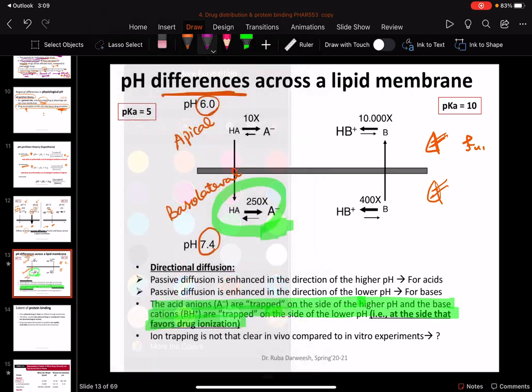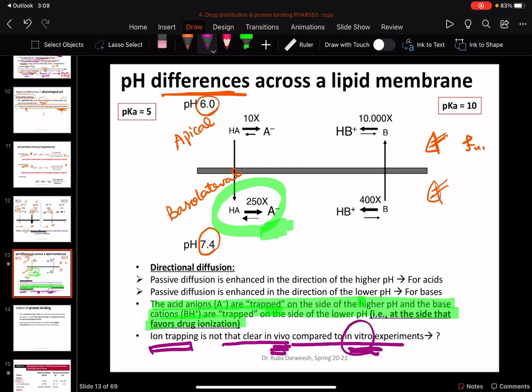And we notice that the ion trapping or the directional diffusion is not that clear in vivo compared to the in vitro experiment. And when we are talking about in vitro experiment, we are talking about the cellular level, in which, let's say, we have cells here, and we have A side here, and we have B side here, okay? And we are doing the experiment, so it's easier to have this effect shown in the in vitro compared to in vivo, such as the animal, let's say, kinetic or drug distribution, okay?